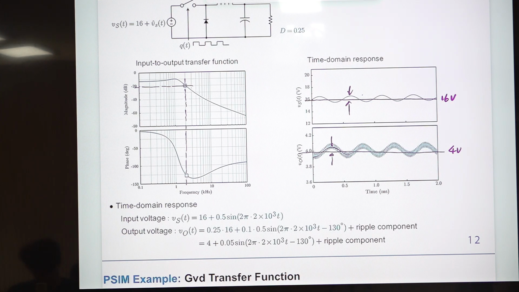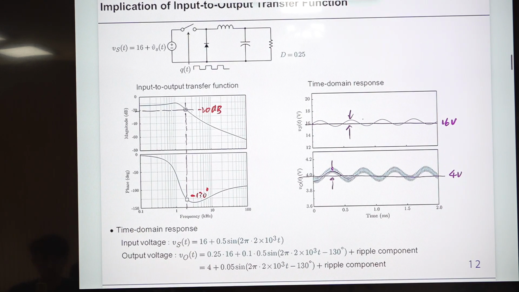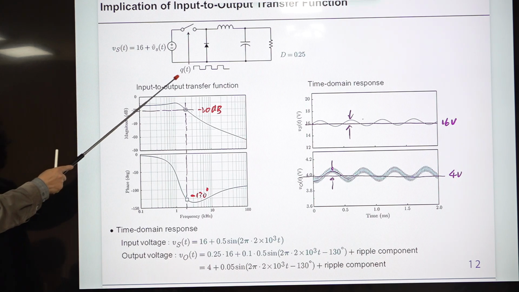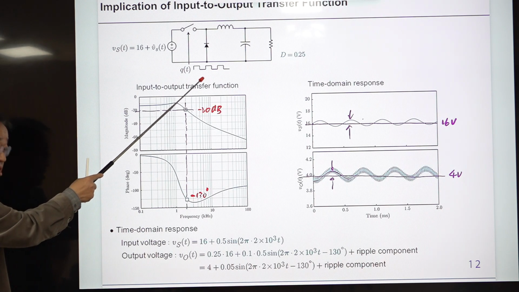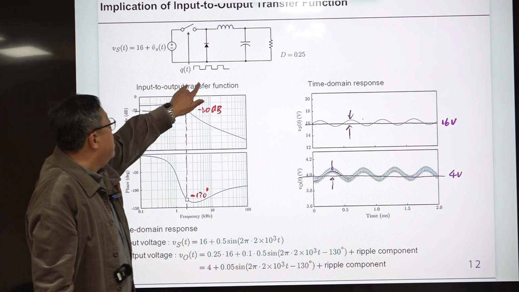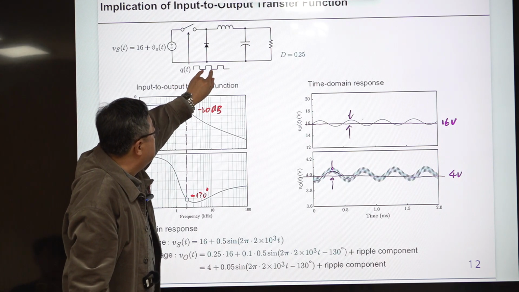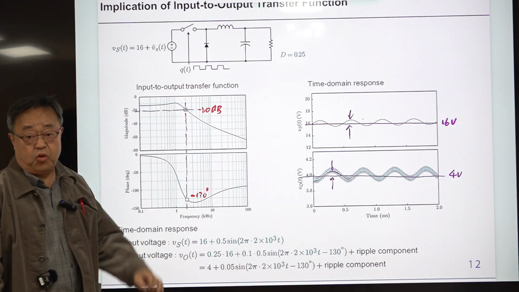is, for example, minus 20 dB, and this is minus 130 degree, okay? So the meaning of this information is interpreted using this time domain simulation. So this is the Bode converter, and this is the time domain model, and the QT is the switch drive signal. So this is periodic, and this on-time period remains the same. Then duty ratio is fixed.